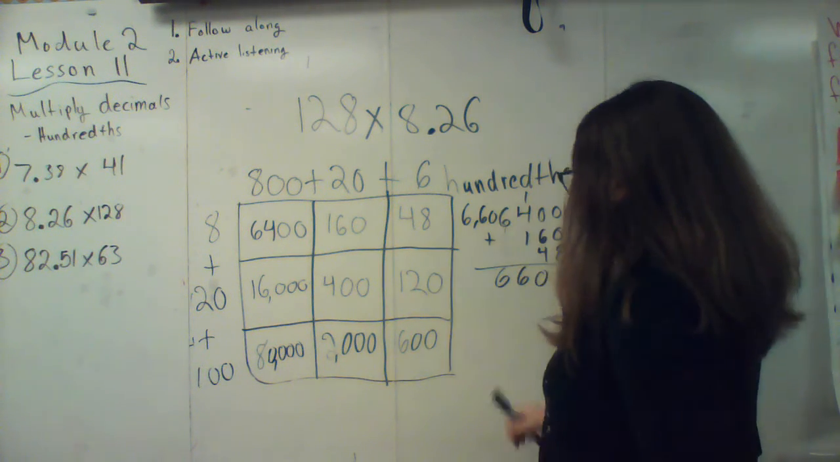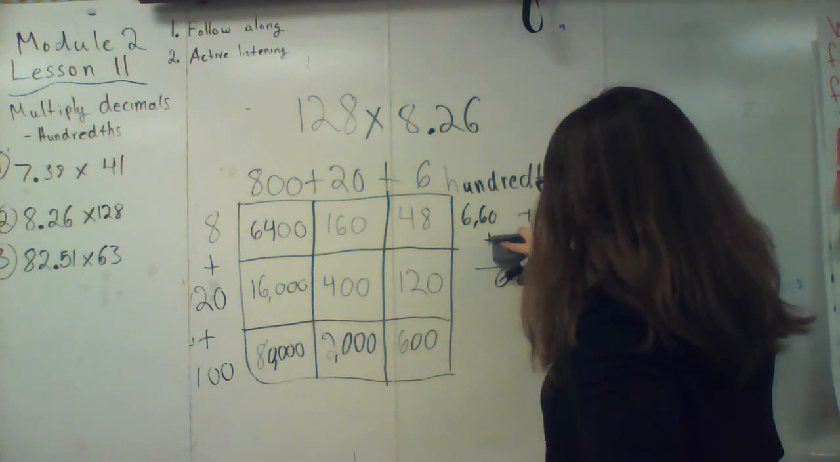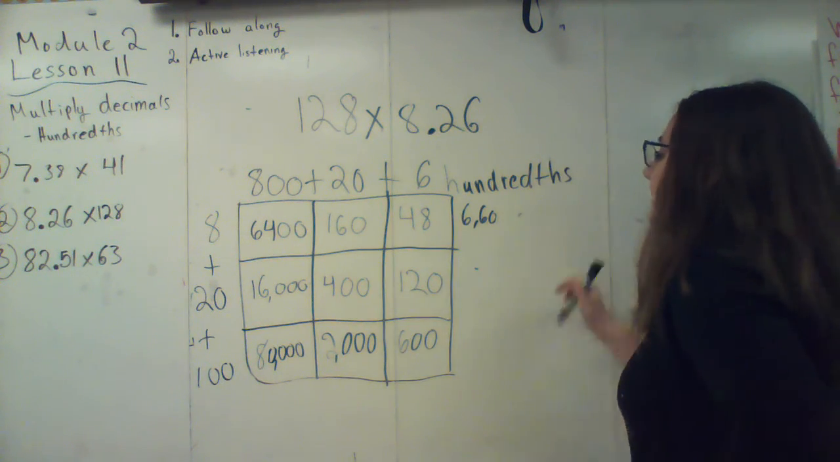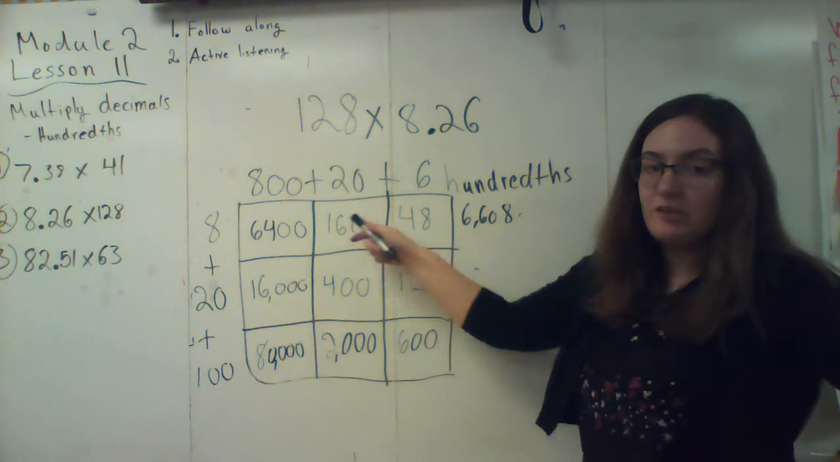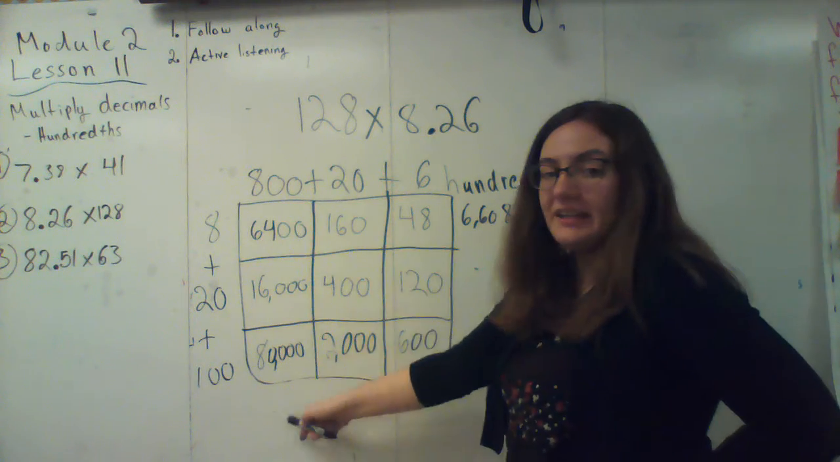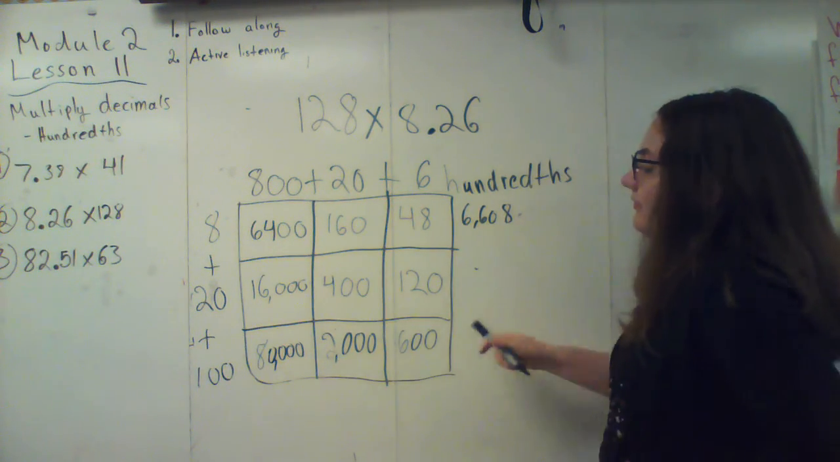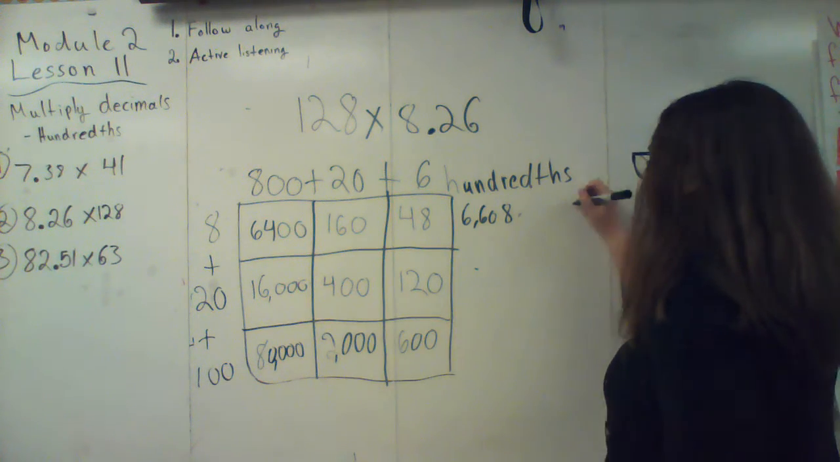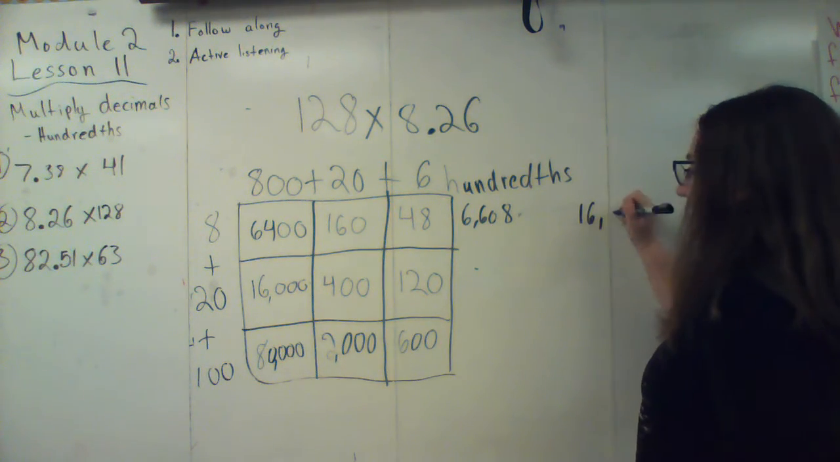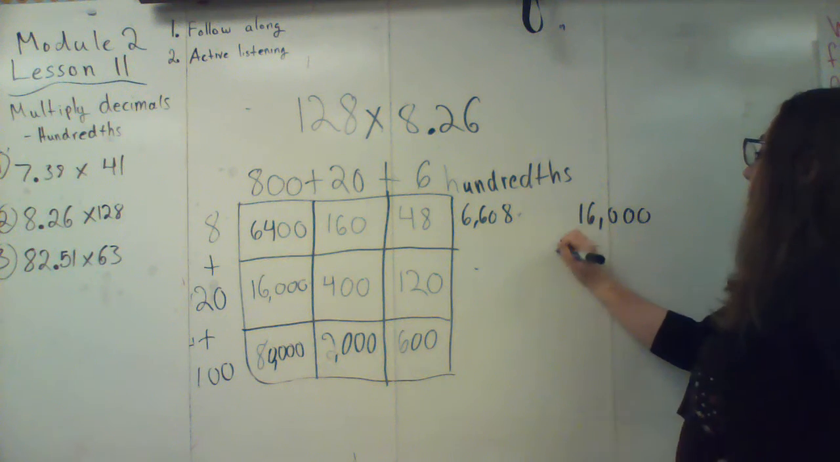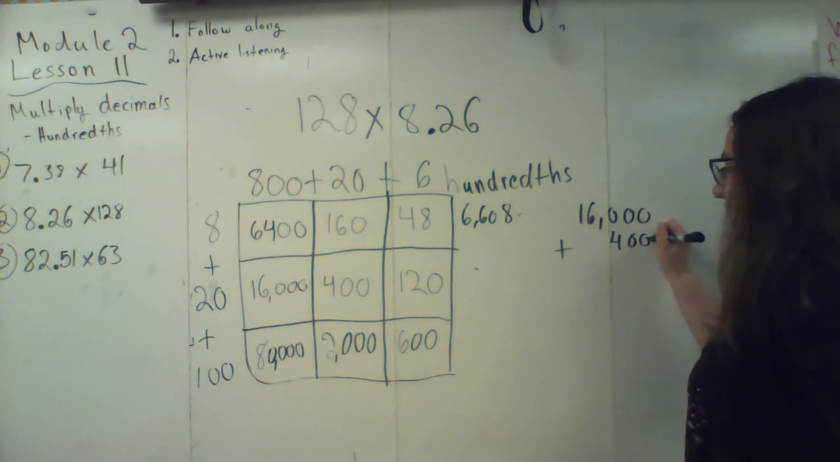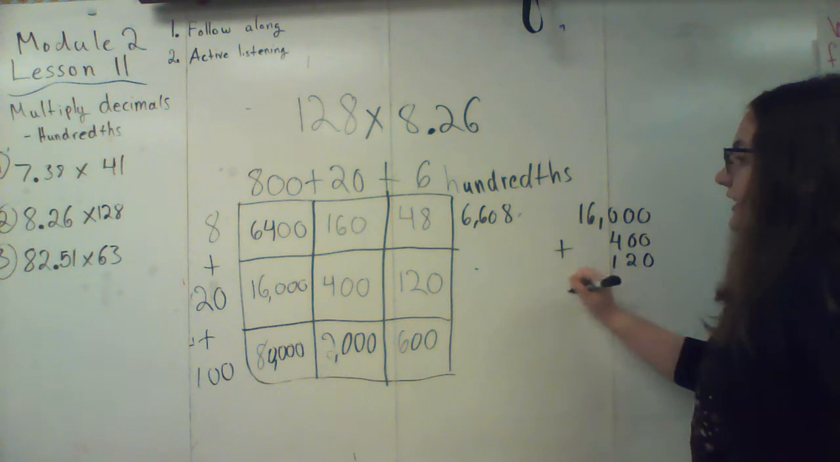So my first partial product is 6,608. I'm going to erase my standard algorithm so I have some space, and I'll write this first partial product next to my first row. Remember, we're not adding up vertically anymore, we're adding up horizontally. After that, I need to add up my next row of numbers. So I have 16,000 plus 400 plus 120.